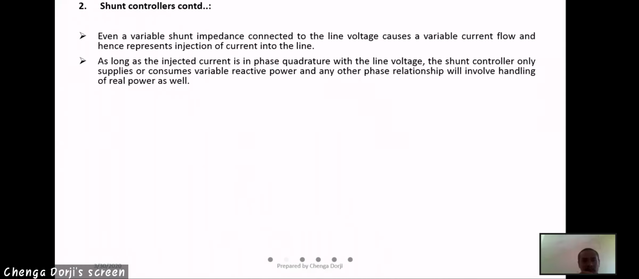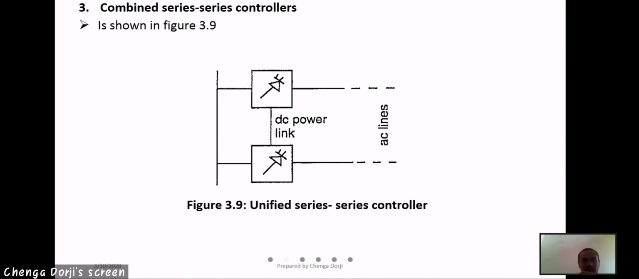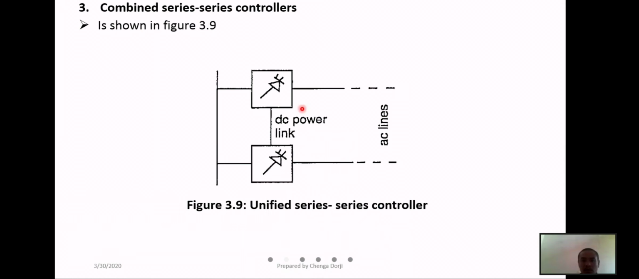So this is actually combined series. In this case, what you are having is series. So there are two series FACTS devices, which are linked through this DC power link. So this is linking these two. So even if one fails, the other is still going to operate. So it's like a parallel operation of the series FACTS devices.